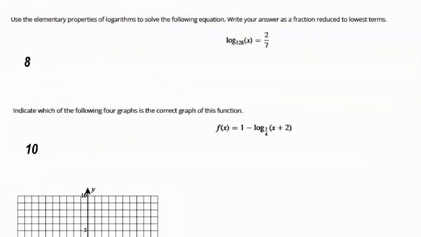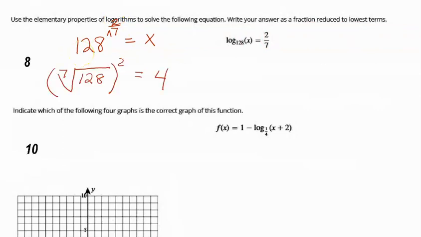So for example 8, again, we're going to convert this to its exponential form. So our base now is 1/28 to the 2/7 power, and that's going to equal x. So now all you have to do is put 1/28 into your calculator, raise it to the 2/7 power, and see what you get.